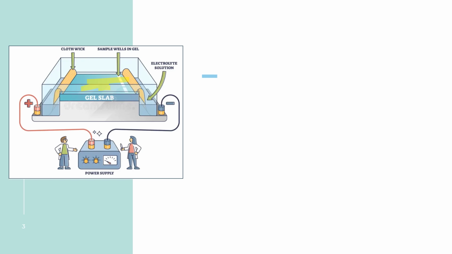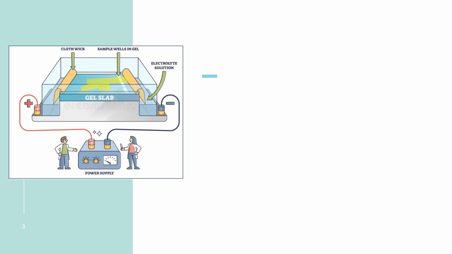Now this container has a running buffer. What is this running buffer? It is basically our electrolyte solution whose function is to provide the ions. We place the gel carefully and remove the comb. We remove the comb in a way so that our wells won't break out.